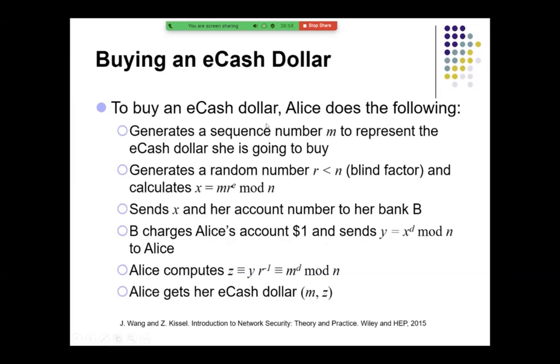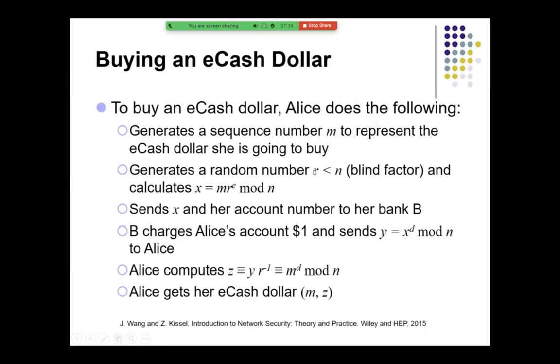Okay, so now suppose Alice wants to buy an Ecash dollar. So what Alice would do is the following. First, she generates a sequence number M at random. This could be a random number she generates or follows on certain protocols she keeps only to herself. That number is going to represent the Ecash dollar she's going to buy.